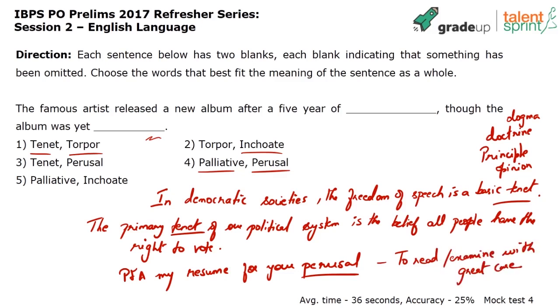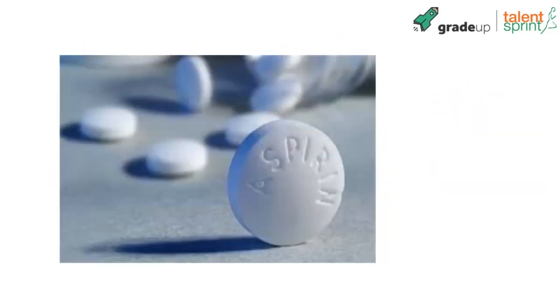Okay, palliative is another word, right? When you think of palliative, just think of this. How would you describe aspirin? When do you usually take aspirin? Or Brufen? I'm just giving you examples. Let me see who's going to give me the answer first. When do you take aspirin? To relieve pain. So it's basically a painkiller, right?